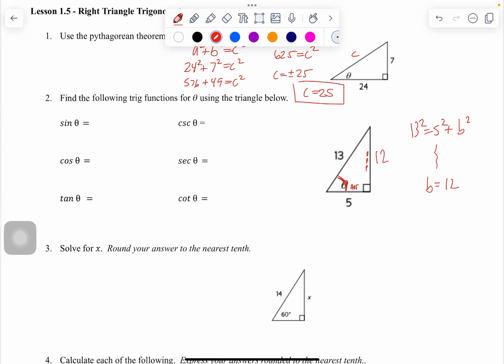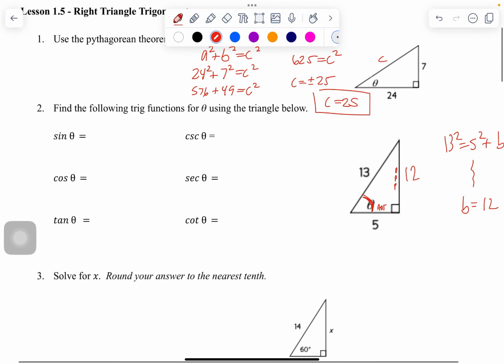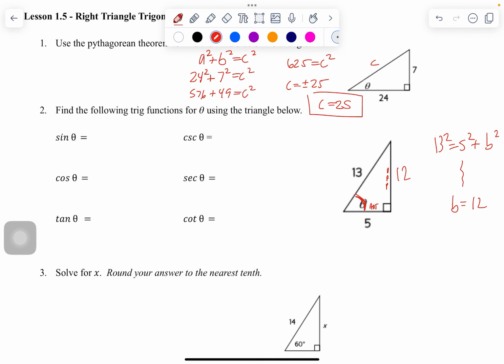So if we start defining each of our trig ratios, we would come up with a fraction for each of them. So we'd end up with sine being 12/13 because 12 is opposite of the angle. That means cosine is 5/13, and that means tangent is 12/5. Once you know those three, obviously you know the reciprocals. This will be 13/12, this will be 13/5, and this will be 5/12.